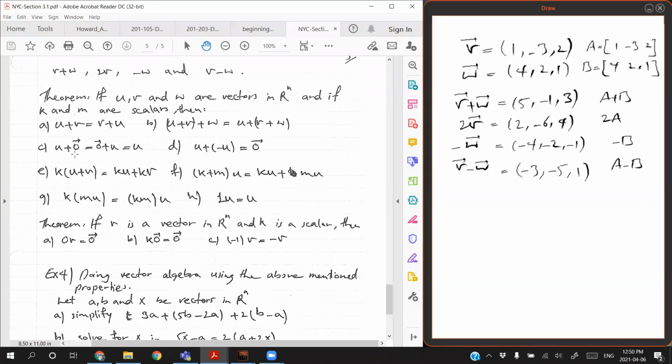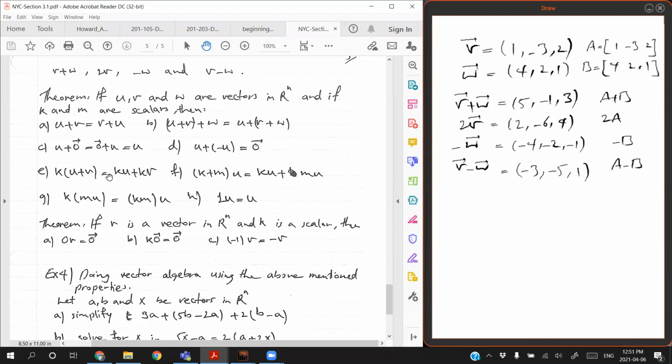If you're adding 0 to u in any order, you're going to get u. So that means 0 is the neutral member for addition. So it's the additive identity. That's what it's called in algebra. If you add up u and minus u, you're going to get the additive identity, the zero matrix, the zero vector.